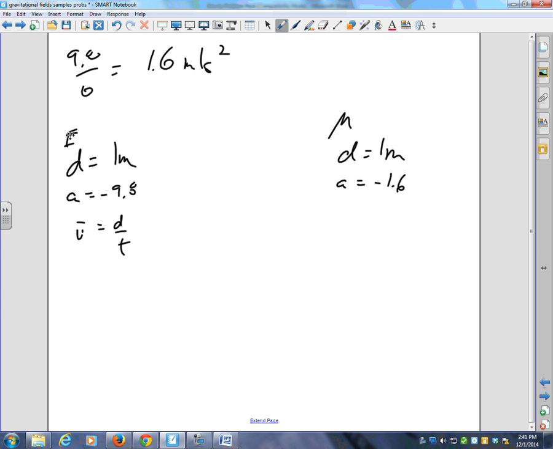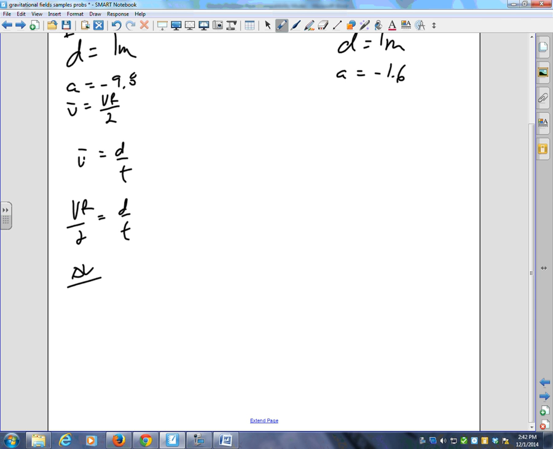Now, I do know the initial velocity in both cases is 0, right? If the initial velocity is 0, do I know the final velocity? Not without the time. But I do know that the average velocity would be the final velocity divided by 2, would I not? How come? Because the initial is 0. So I'm going to replace this. I'm going to go Vf over 2 is equal to d over t.